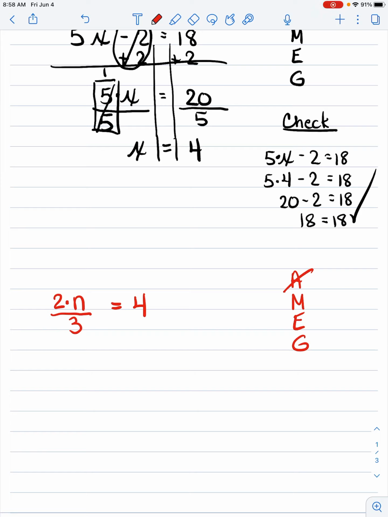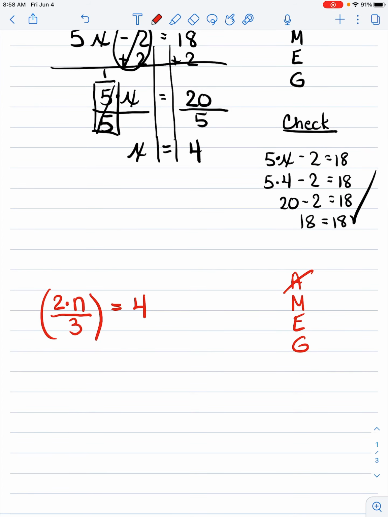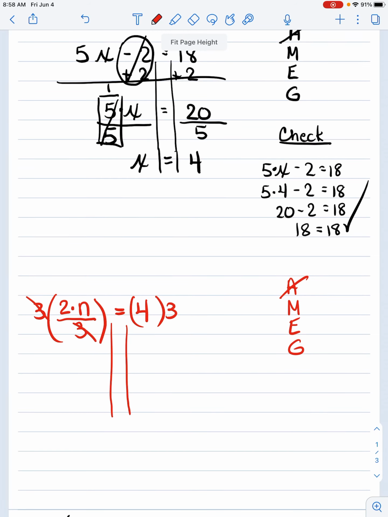Okay, and so what did we do after we multiplied? Then we divide by 3. So what we're going to have to do to undo dividing by 3 is multiplying by 3. And what happens? The 3's cancel out. Wait, let me put my railroad tracks. The 3's cancel out. And what do we have? We have 2n, or 2 times n, equals 4 times 3, which is 12.